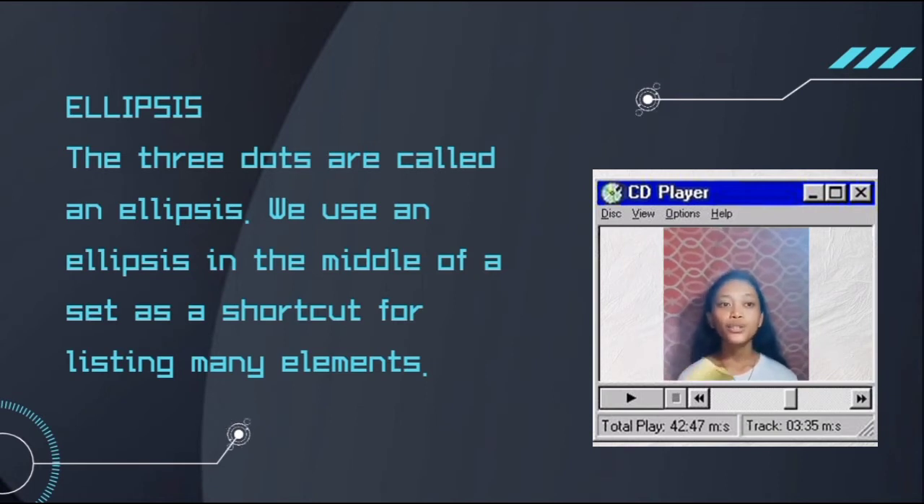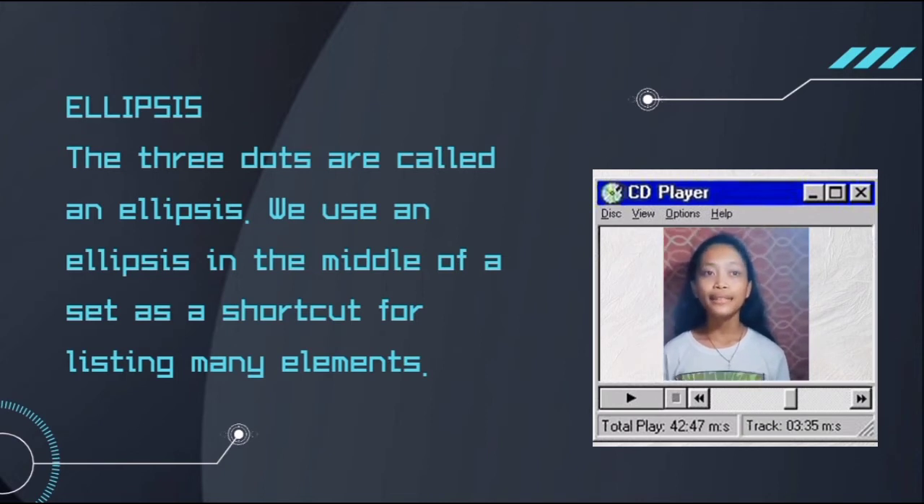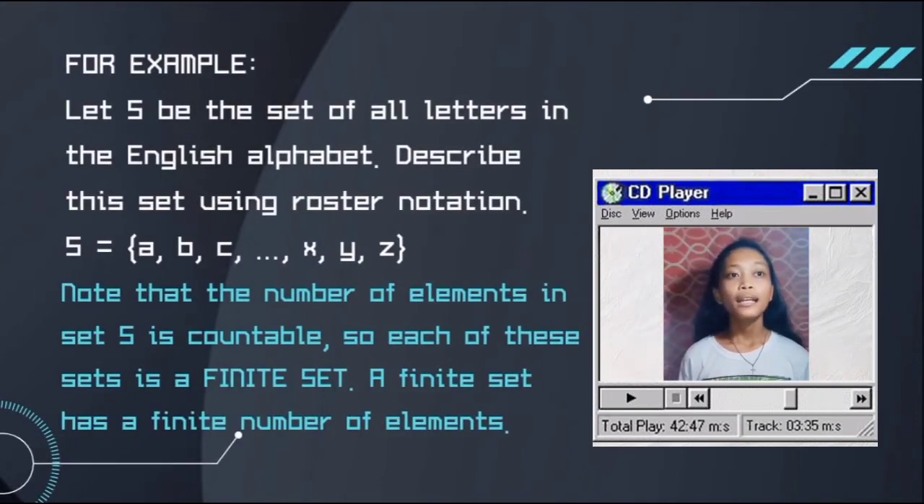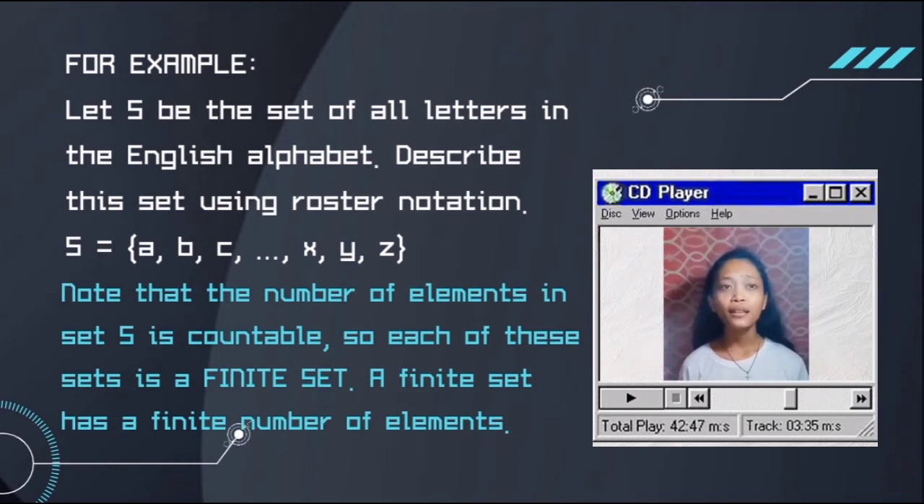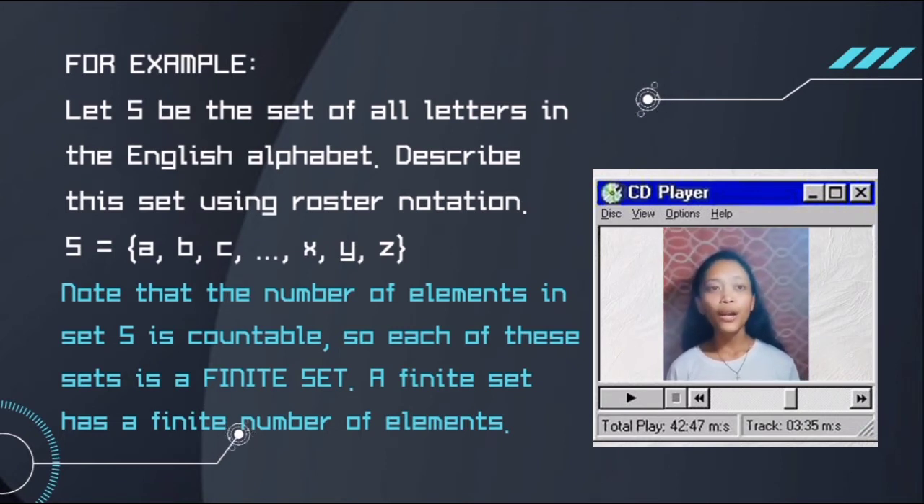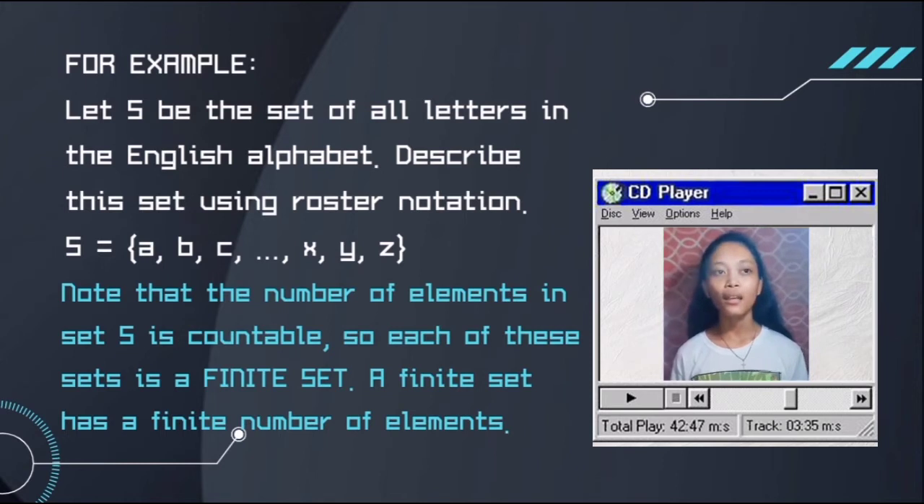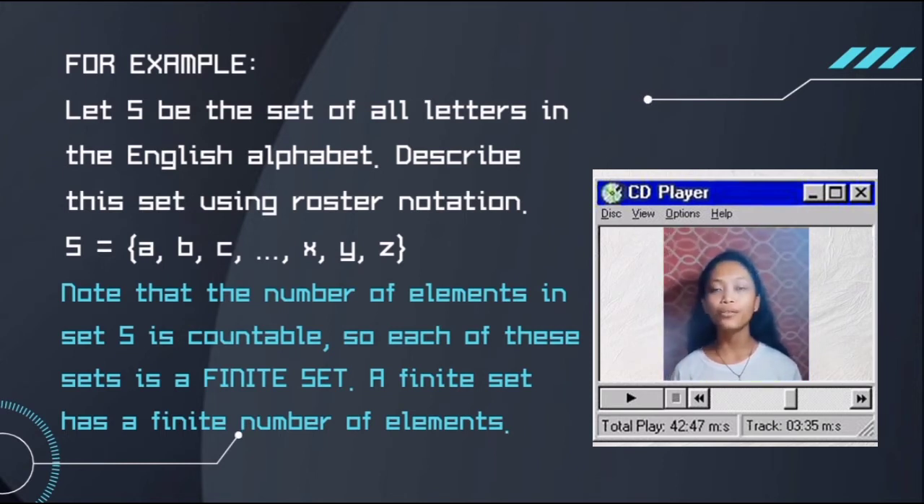The three dots are called an ellipsis. We use an ellipsis in the middle of a set as a shortcut for listing many elements. For example, let S be the set of all letters in the English alphabet. Describe this set using roster notation. S equals braces A, B, C, dot dot dot, Z. Note, the number of elements in a set S is countable, so each of these sets is a finite set. A finite set has a finite number of elements.